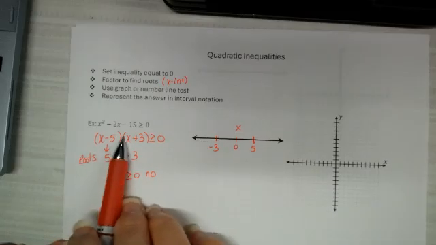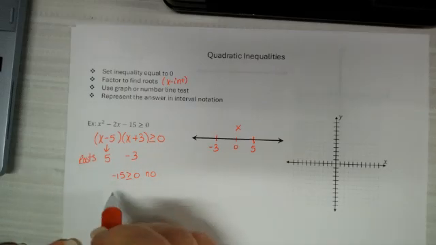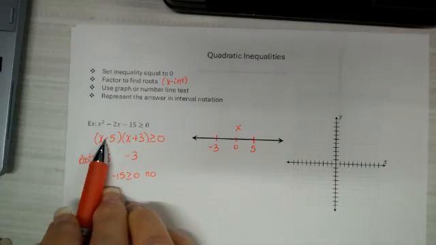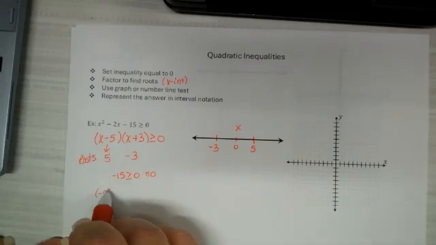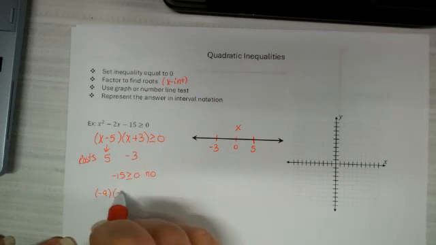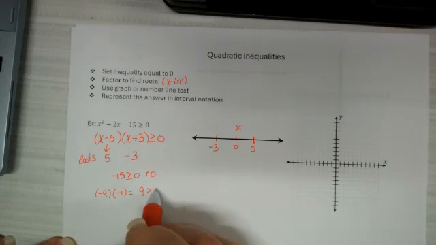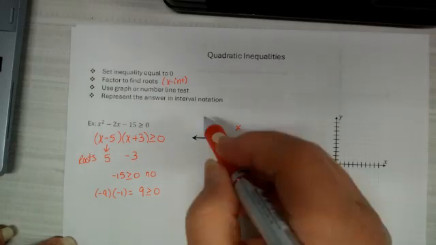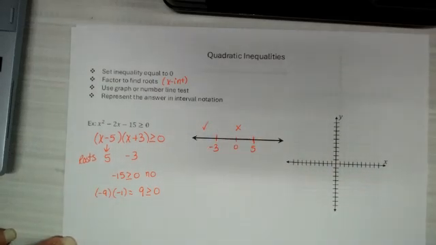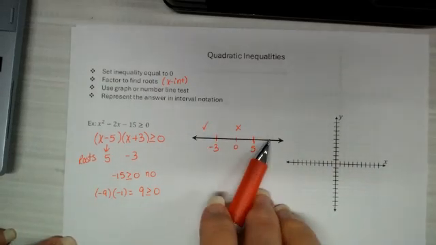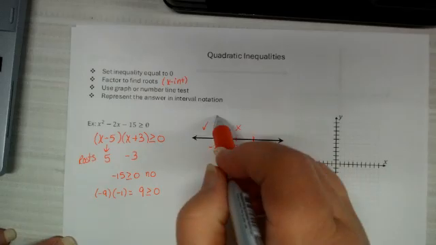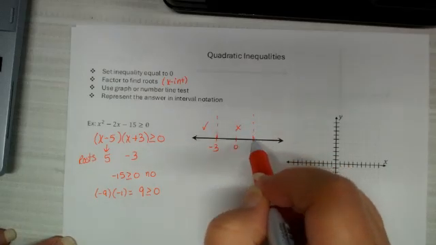If I try something like negative 4 or positive 6, those are probably going to work. Let's put them in the factored form and see. I'm going to try negative 4. This gives me negative 9 and negative 1. When I multiply those together, I get positive 9. Is that greater than or equal to 0? Yes, it works. Let's put in 6 because 6 is over on this side. Just trying a number from each region.